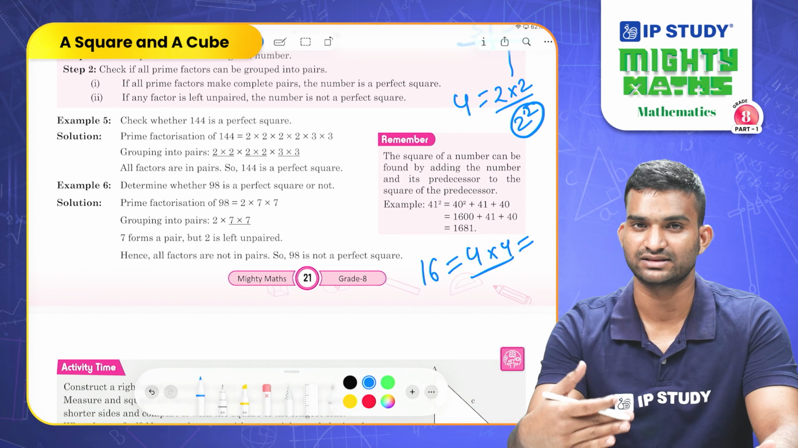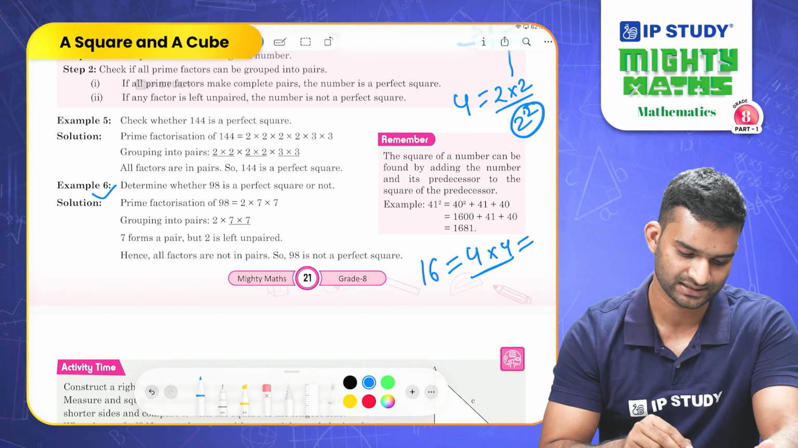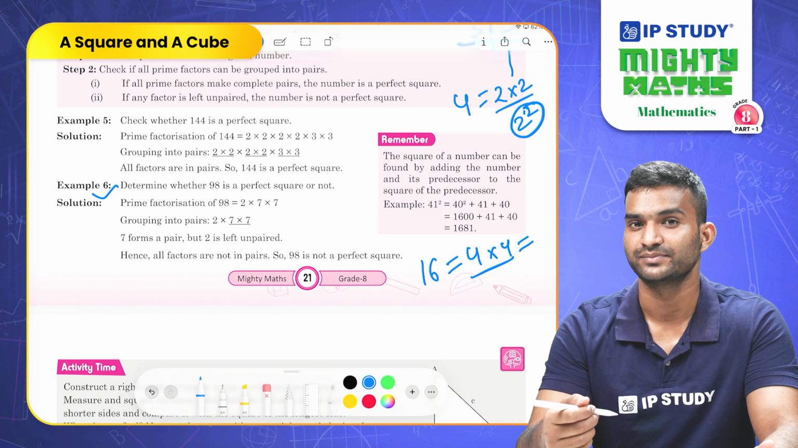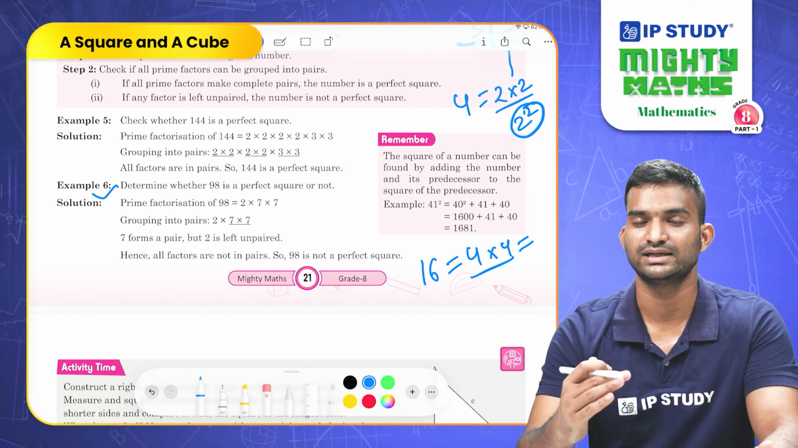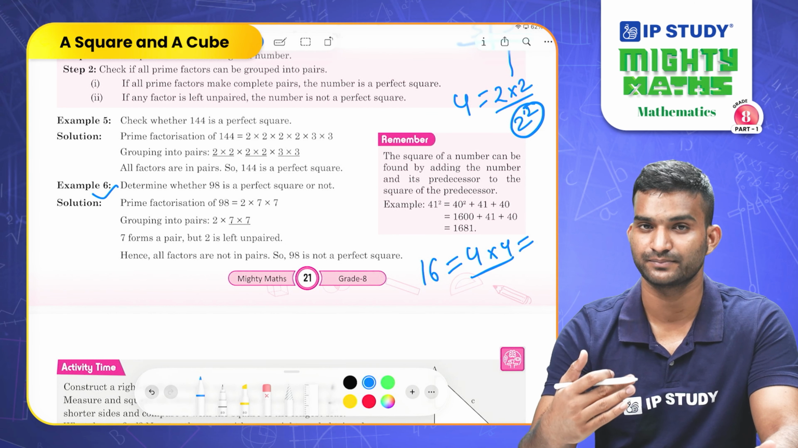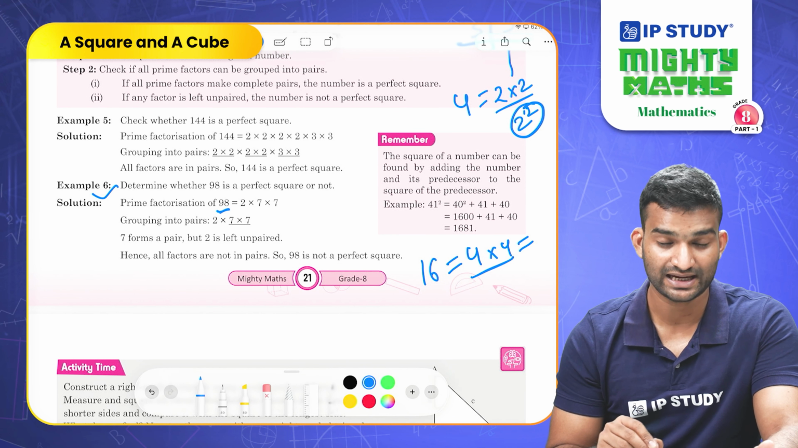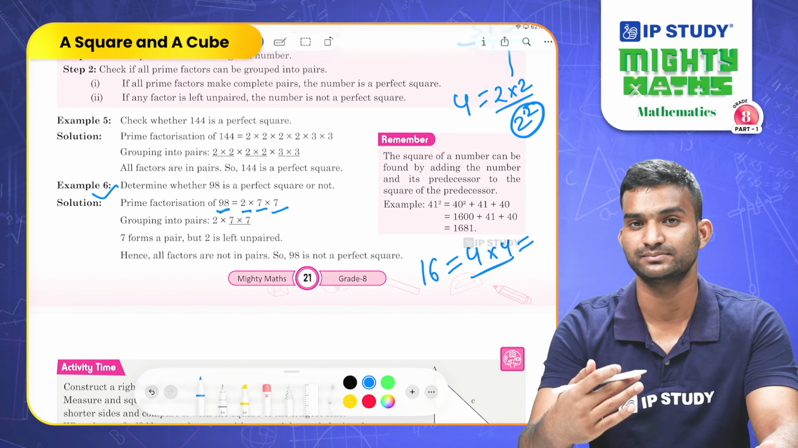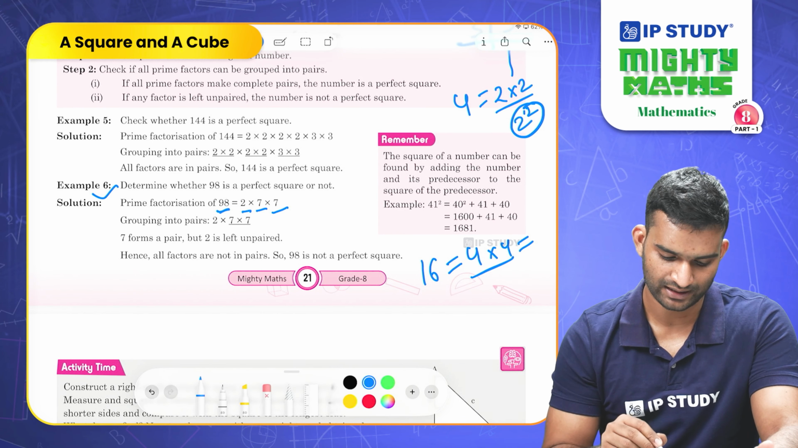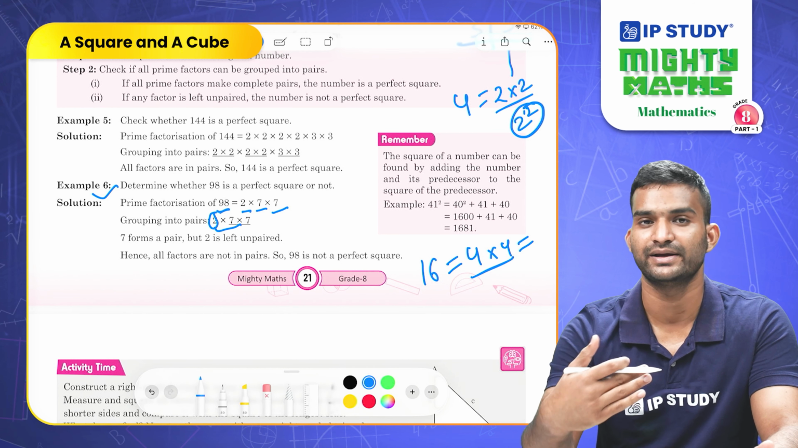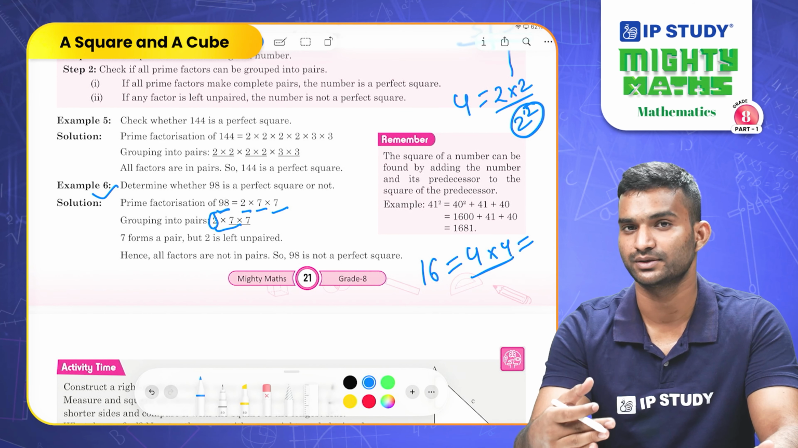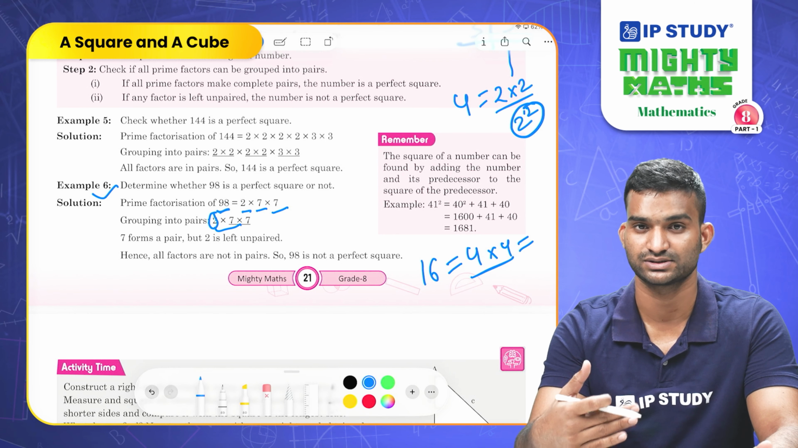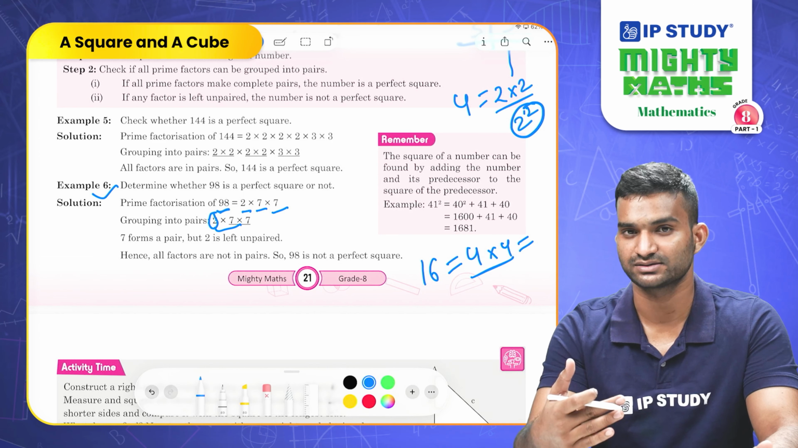So let's understand this topic using an example. In this example, we have number 98 and we need to find whether the number is a perfect square or not. So let's have a look at the prime factors of the number 98. Here 98 can be written as 2 cross 7 cross 7. So we can see only number 7 is in the pair and number 2 is left unpaired. So there is no pair for number 2. So we can say that number 98 is not a perfect square because in its prime factors, number 2 has no pair.